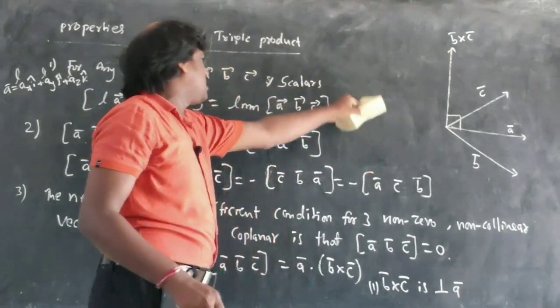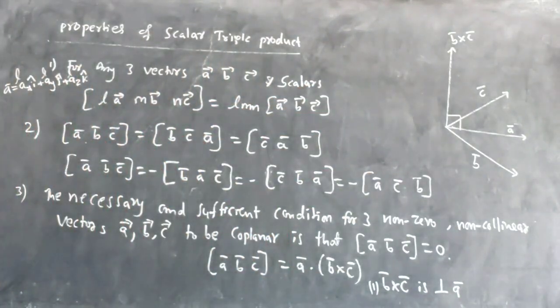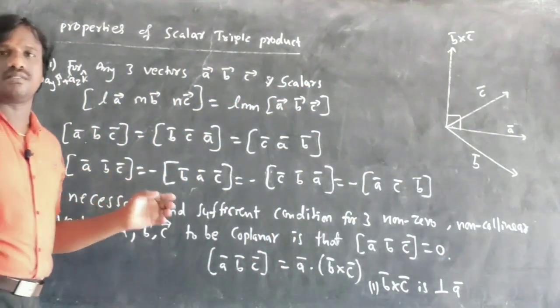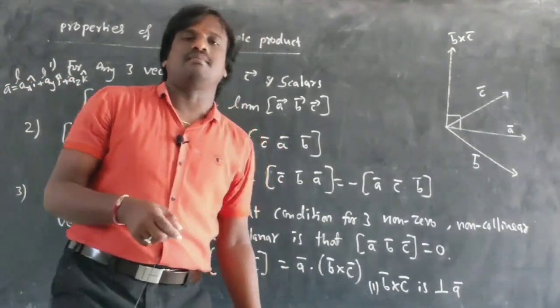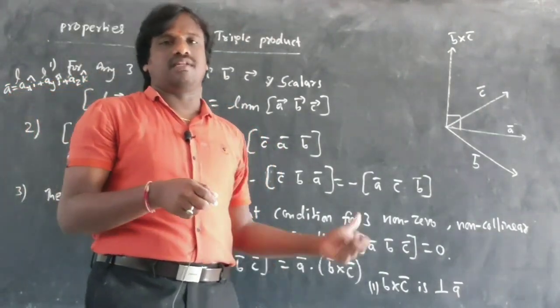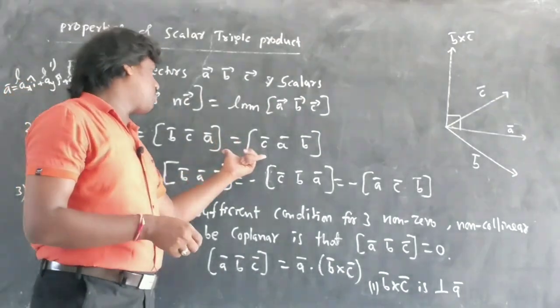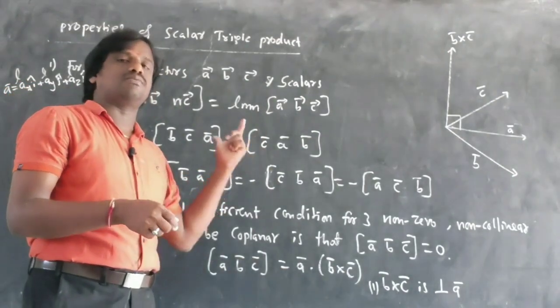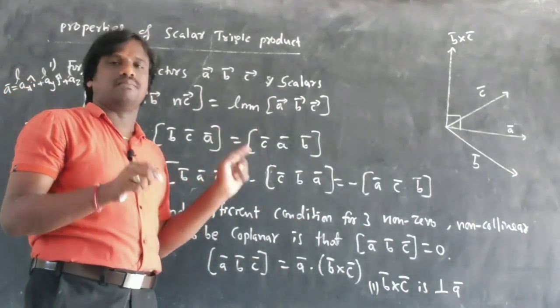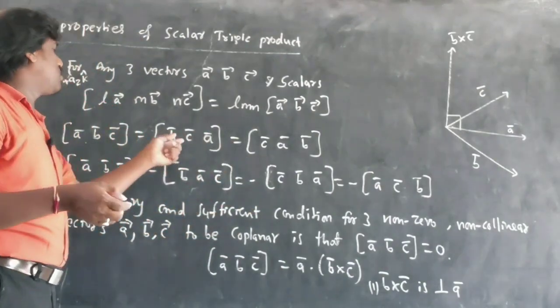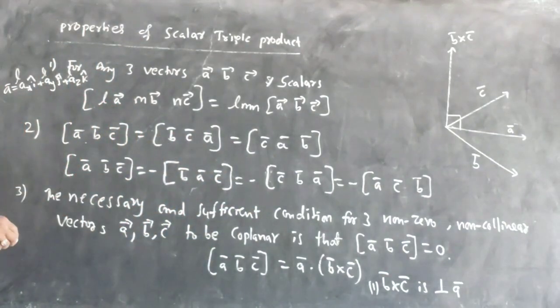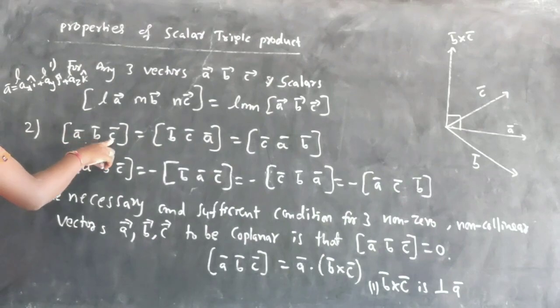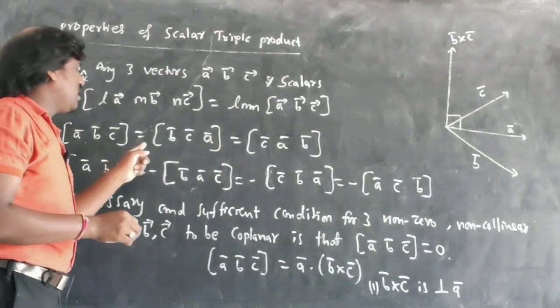What does the second property say? This is most important, remember this. Many times when you are solving problems, it will occur. We will discuss many problems based on this tomorrow, and I will give many problems based on this. So here the properties are: A vector, B vector, C vector, box ABC is equal to box BCA.